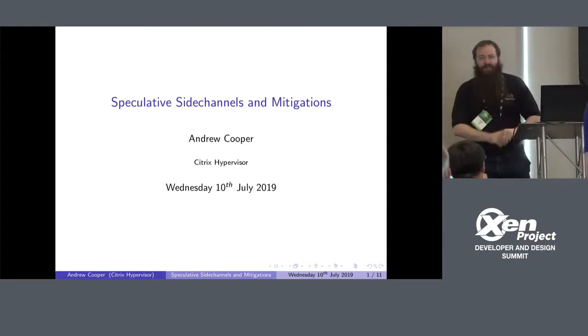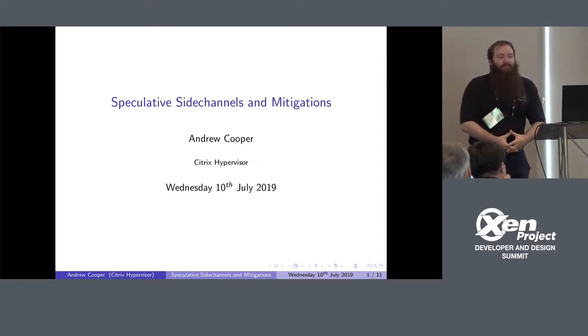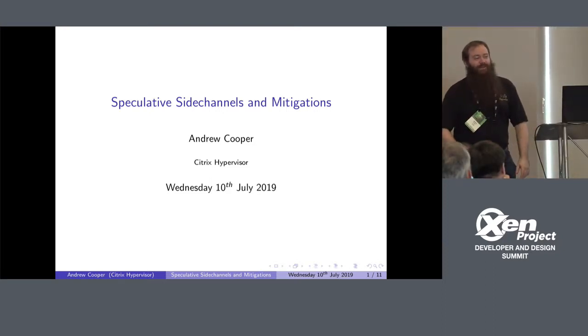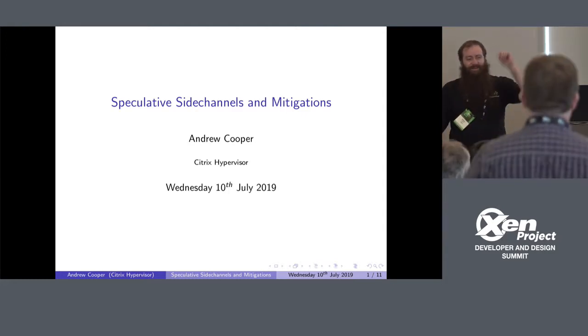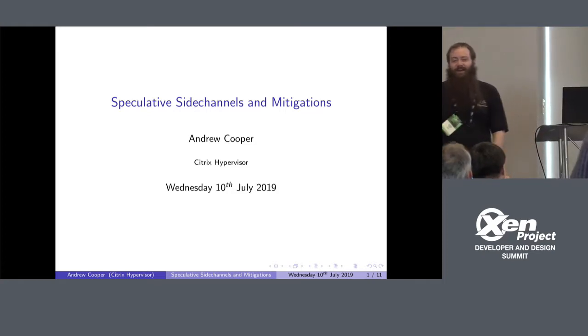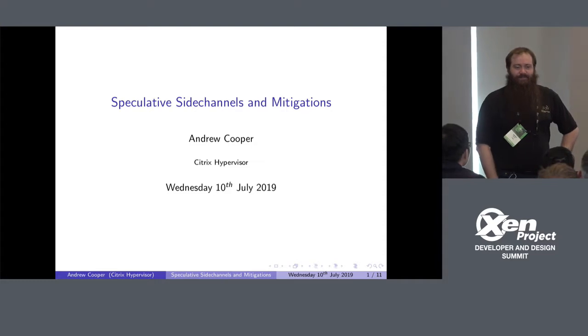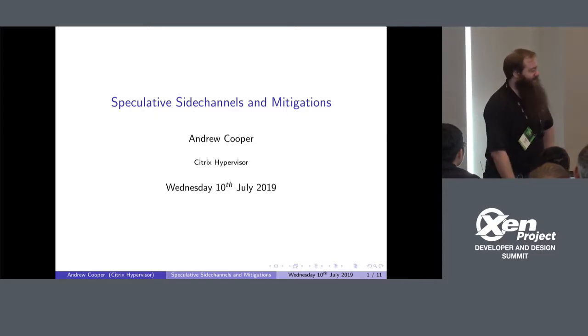Now, I thought we'd start with a bit of audience participation to begin with. We're a group of knowledgeable CPU folk. How many speculative execution vulnerabilities do we know? Anyone? Shout out. Okay, let's start. Spectre? Meltdown? Yep. MDS? Yep. L1 terminal fault? Yep. Any others? There are a lot of spectres.